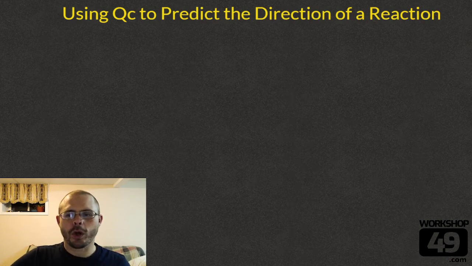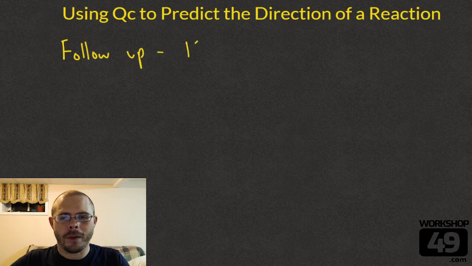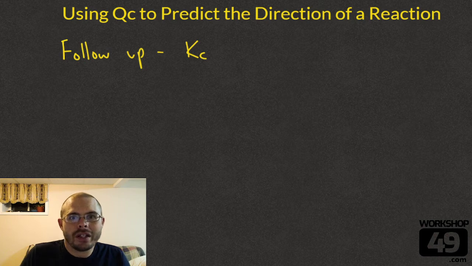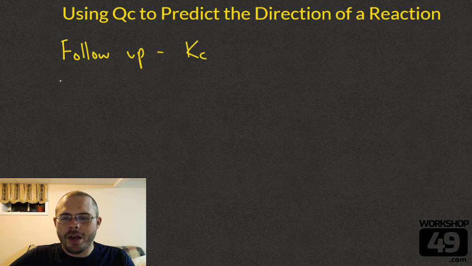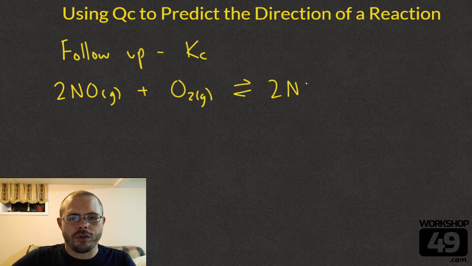Hey! In this video, we're going to be using Qc to predict the direction of a reaction. This is kind of a follow-up to our Kc questions that we've been doing before, and it's an easier step than when we had to solve all of the different concentrations at equilibrium. So we still start off with a balanced chemical equation: 2NO plus O2 gas, a reversible reaction with 2NO2 gaseous.